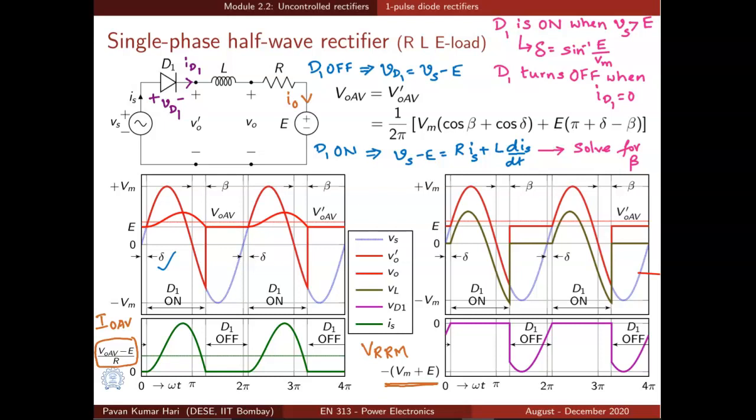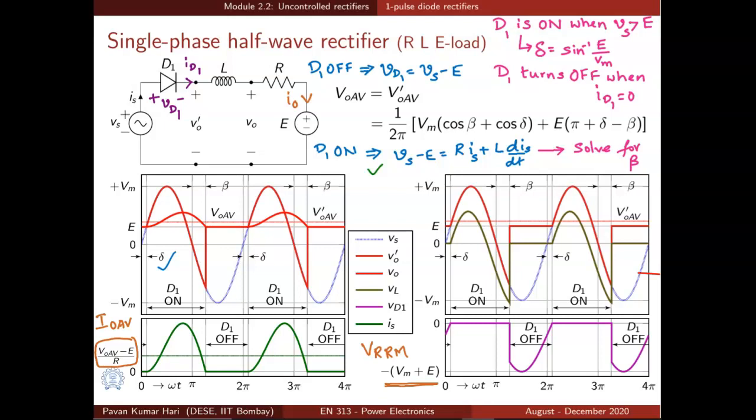And when does D1 turn off? D1 turns off when the current through the diode becomes 0. Why? Because once it turns on, the current follows the solution of this differential equation: Vs minus E is equal to Ri_s plus L di_s by dt. If we solve this differential equation for the instant at which the current becomes 0, we will get the angle beta, and the diode turns off at omega t equal to pi plus beta, where the current becomes 0, as seen in the earlier case.